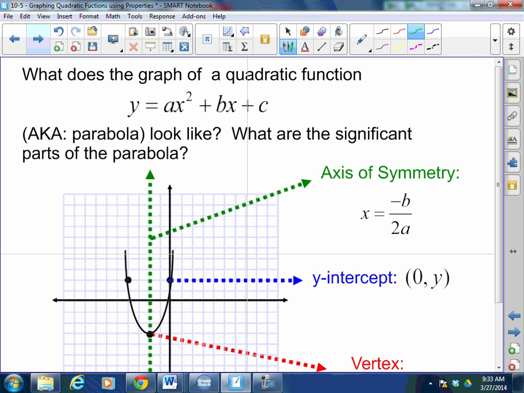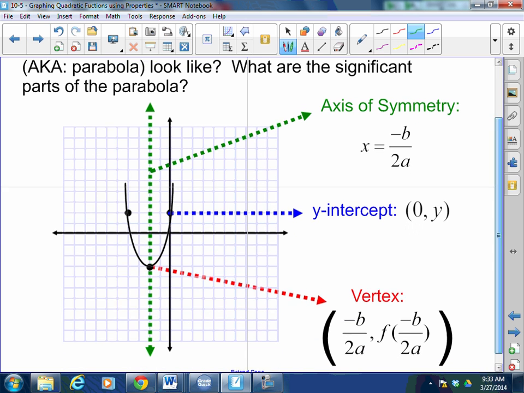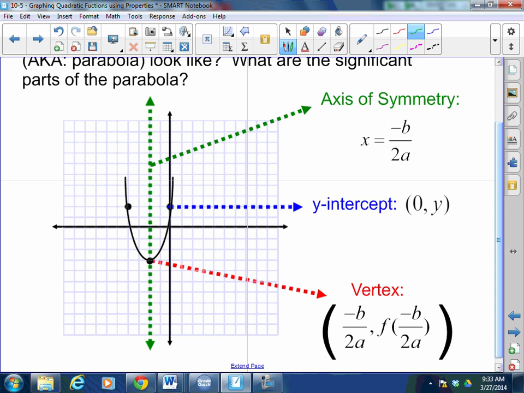What does the graph of a quadratic function y equals ax squared plus bx plus c, also known as a parabola, look like? What are the significant parts of the parabola? Well, I got it all here for you guys. Why? Because I'm a boss. All right, let's check it out.